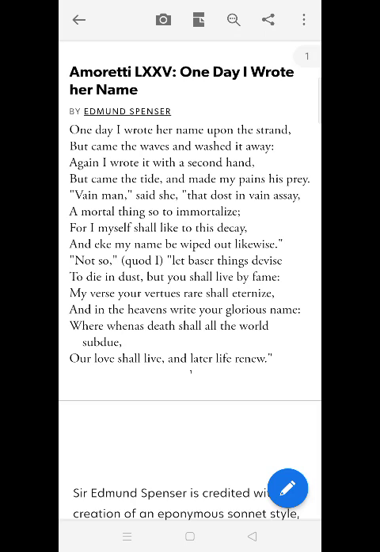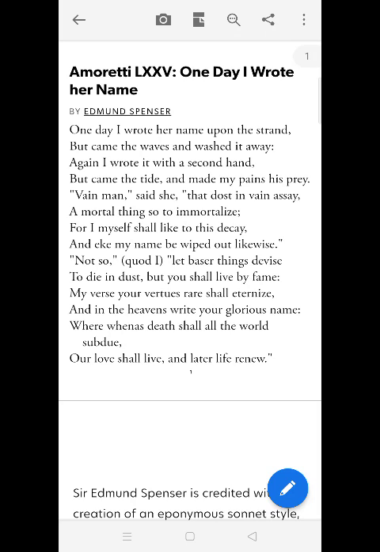Our today's topic is a poem written by Edmund Spenser. The title of our poem is One Day I Wrote Her Name Upon the Strand. So basically this poem has been taken from the sonnet sequence written by Spenser, and the title of the sonnet sequence is Amoretti.